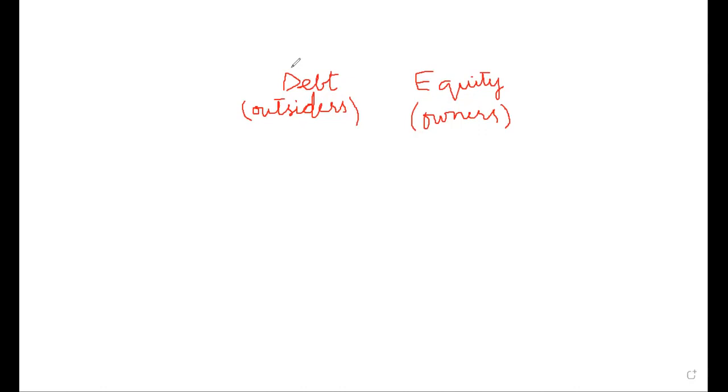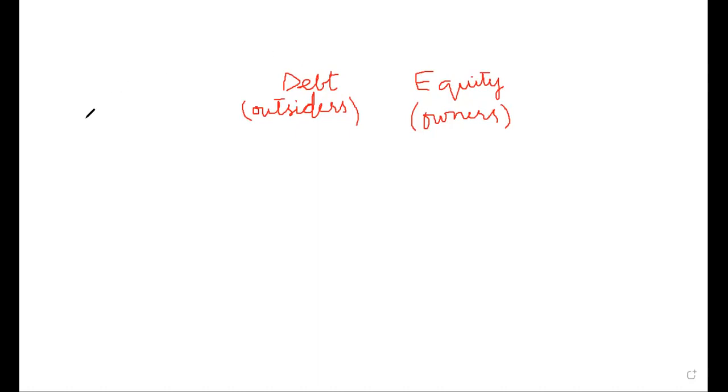Broadly classifying, I am again insisting, we have two broad sources of finance: debt capital and equity capital. Equity is kind of an umbrella under which we again have certain other things. In a while I will also explain what are the other things under equity capital. Debt capital is contributed by outsiders, equity capital is contributed by the owners of the business.